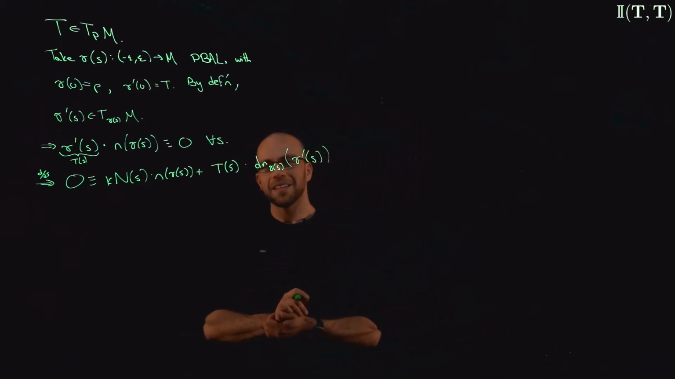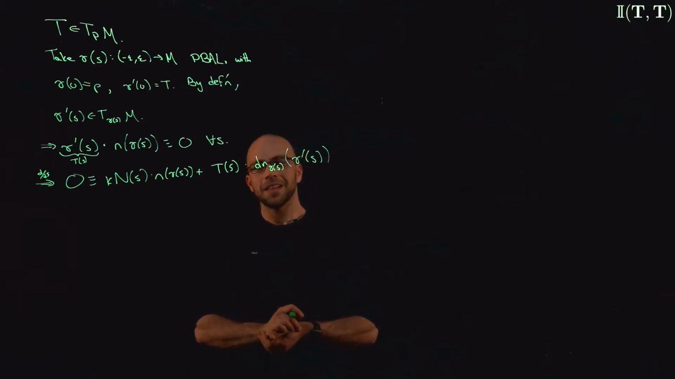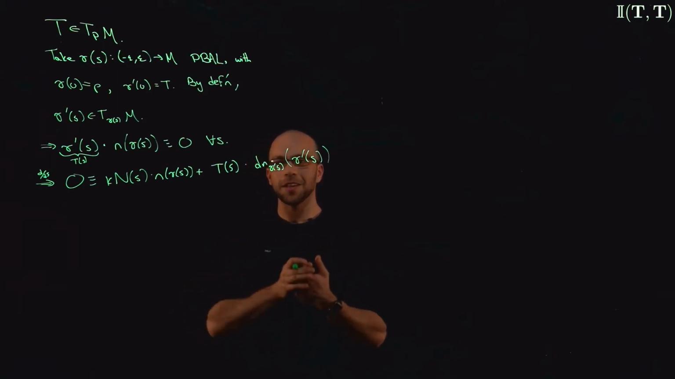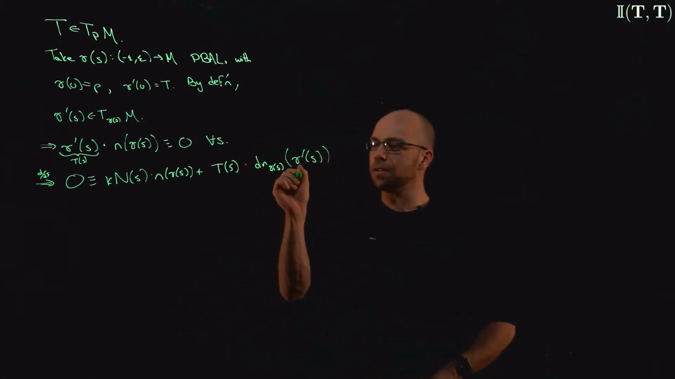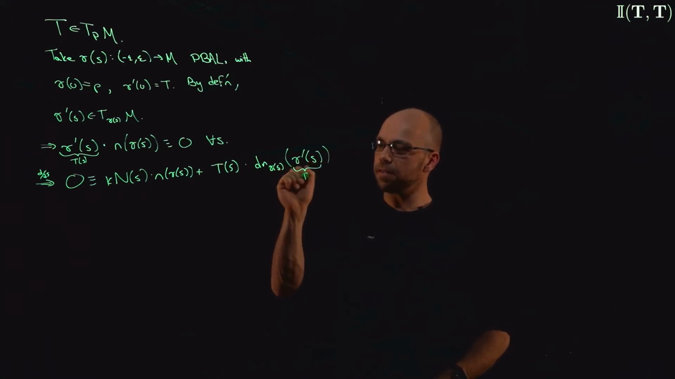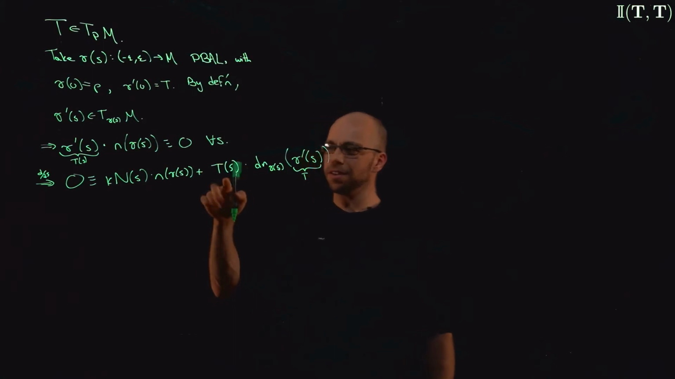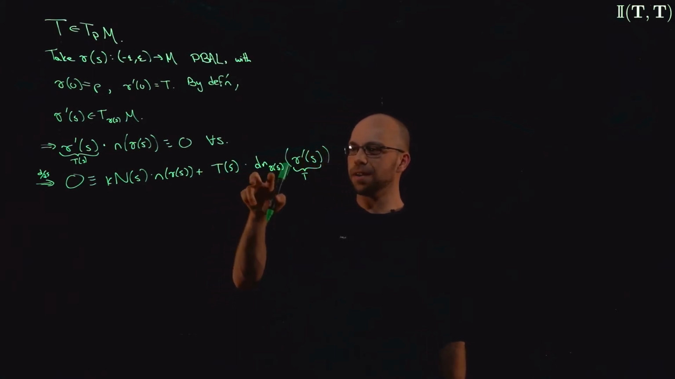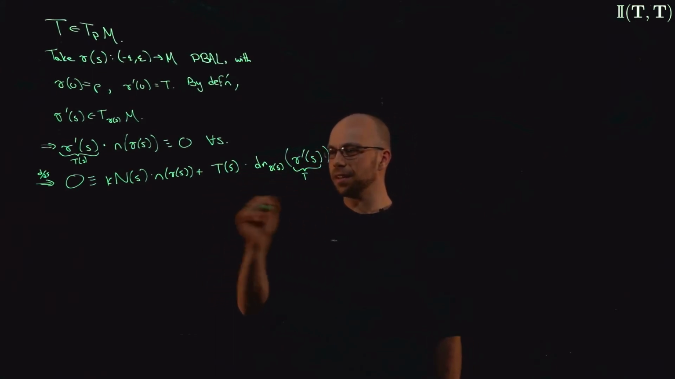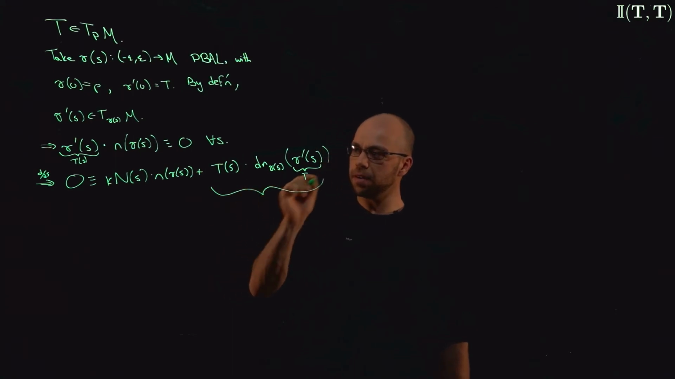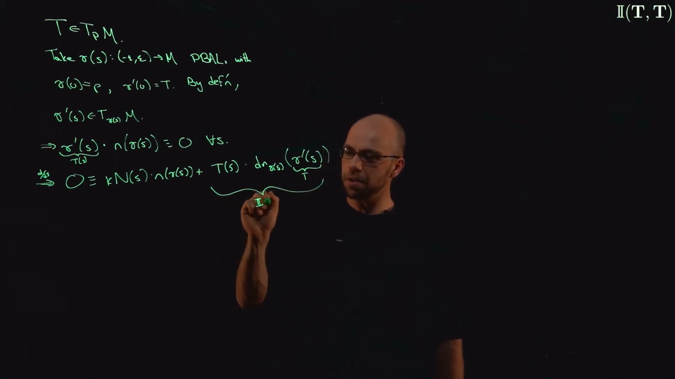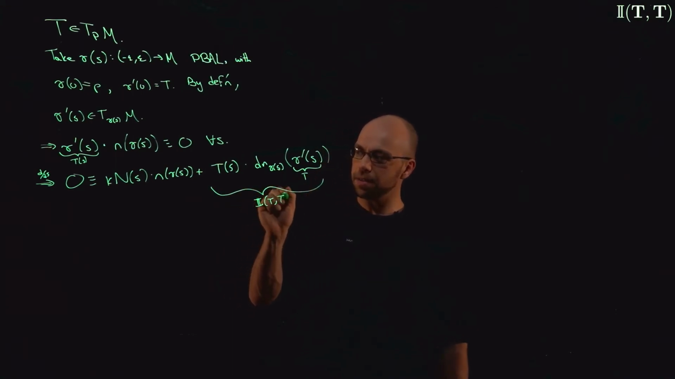Whew. So let's take a step back and look at this expression a bit. First of all, we know that gamma prime here is T again. So this entire expression is T dot product dn of T. So in particular, this is like the second fundamental form evaluated at T comma T.